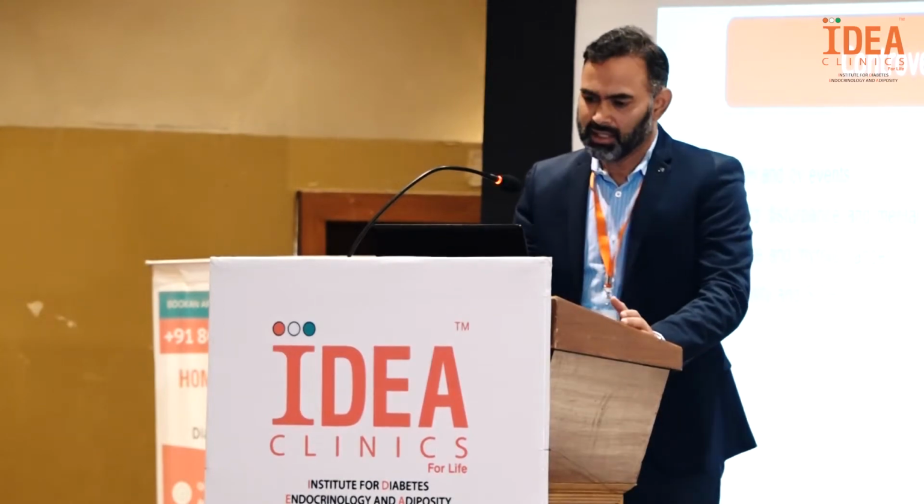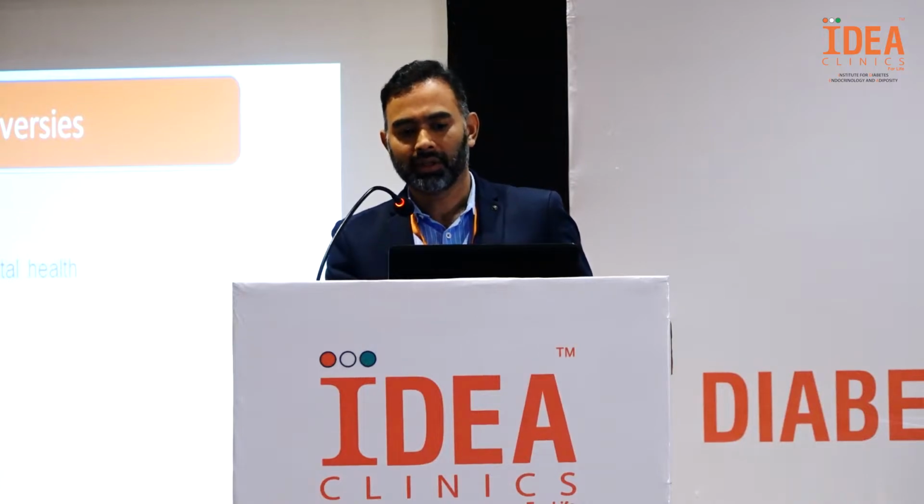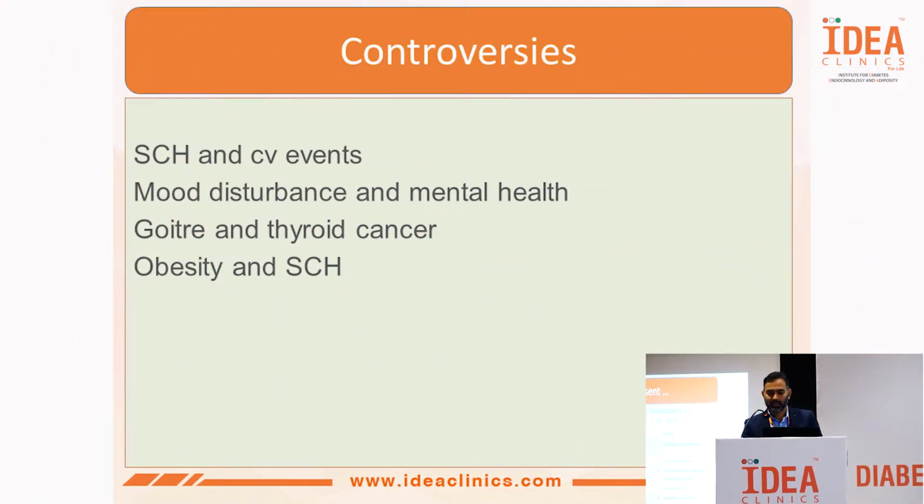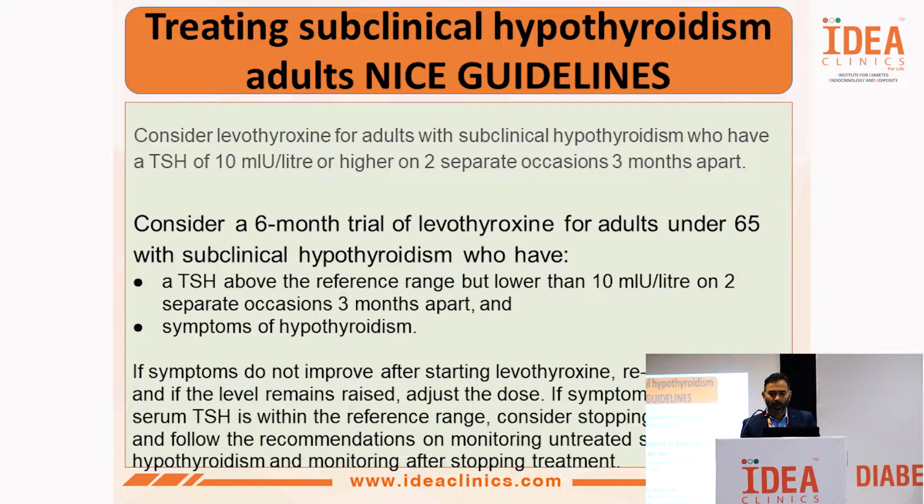The controversies are that subclinical hypothyroidism can lead to cardiovascular events, mood disturbance and mental health issues, goiter and thyroid cancer, and obesity. At present, if the TSH is less than 10, we treat only if there is a goiter, or there are antibodies, or the patient is trying to conceive, or there is a progressive TSH increase. Other factors to be taken into consideration are cardiovascular risk factors and dyslipidemia. Almost all the guidelines suggest that you treat only if you have any other factors, which I mentioned on the other slide.